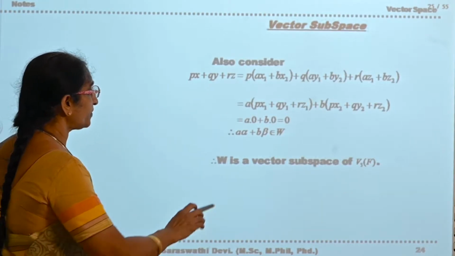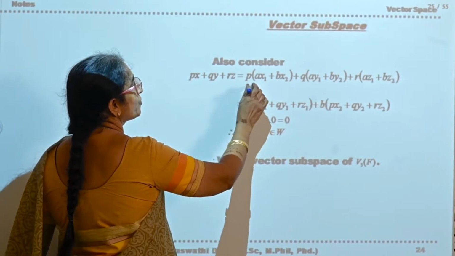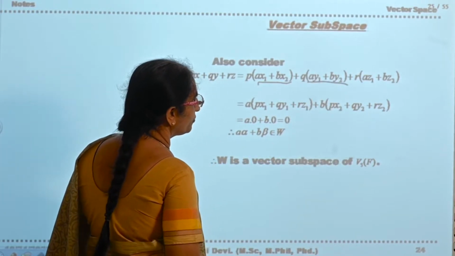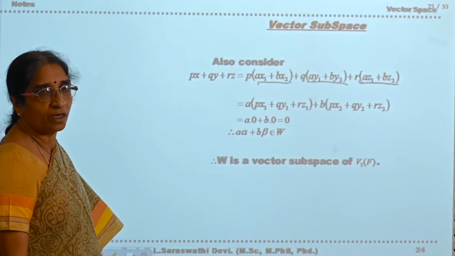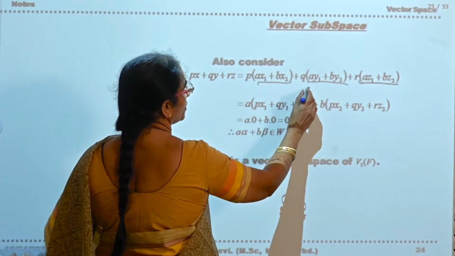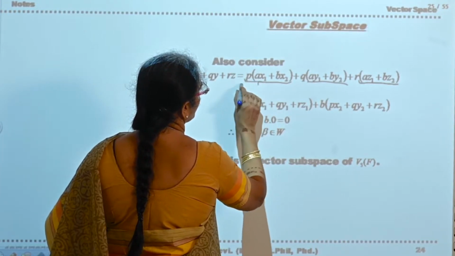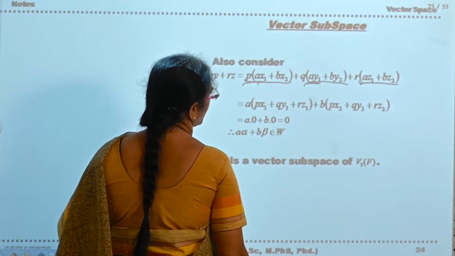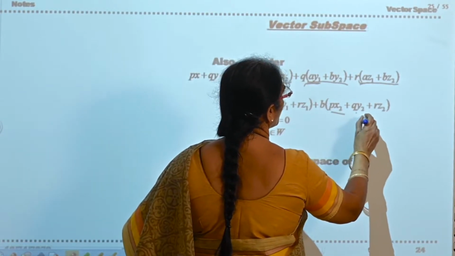Now take Px plus Qy plus Rz: P into the first coordinate of A alpha plus B beta, Q into the second coordinate of A alpha plus B beta, R into the third coordinate of A alpha plus B beta. Okay. Now take A as common from P ax1, Q ay1 plus R az1. If you take A common, from this bracket you will get Px1, from here you will get Qy1, from here you will get Rz1. Similarly, take B as common, you will get Px2 plus Qy2 plus Rz2.